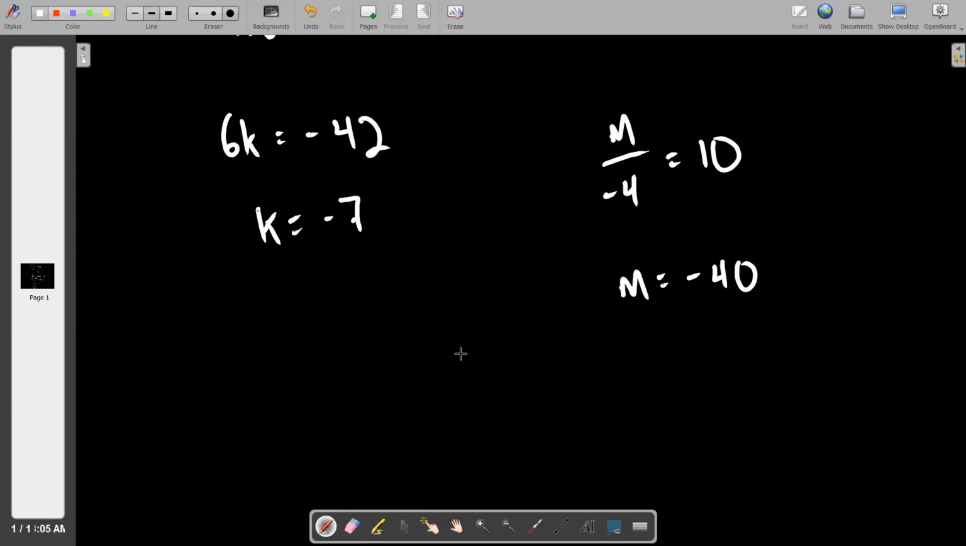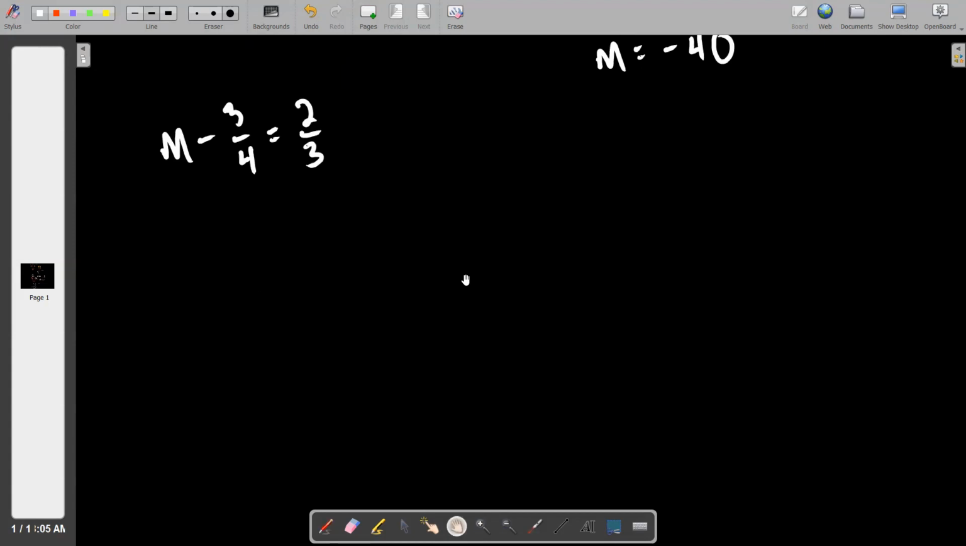What if I gave you something like m minus 3/4 equals 2/3? How would you solve that? Yeah, you could. Let's take our fraction killing. If you know how to use the fraction button on your calculator and you're comfortable, you could just add 3/4 to both sides, right?